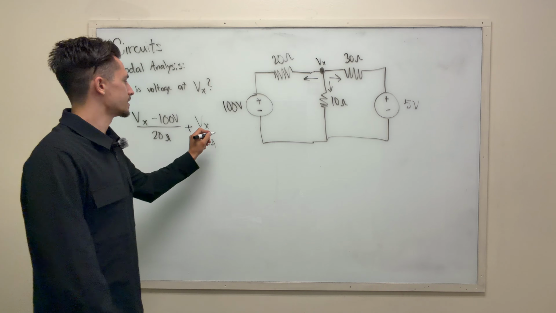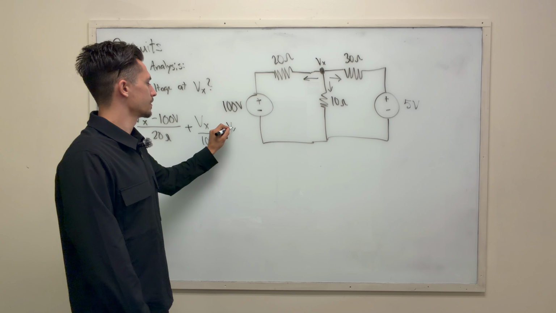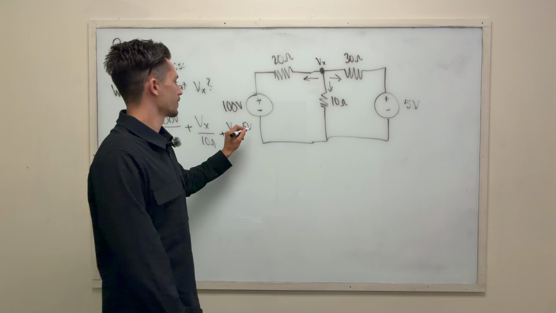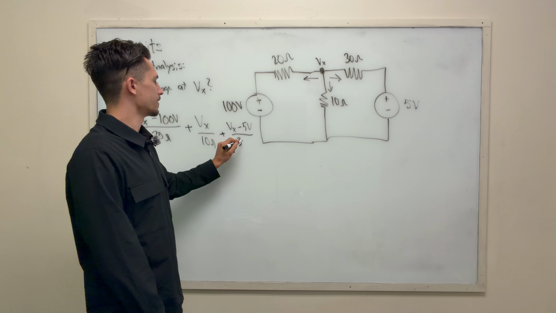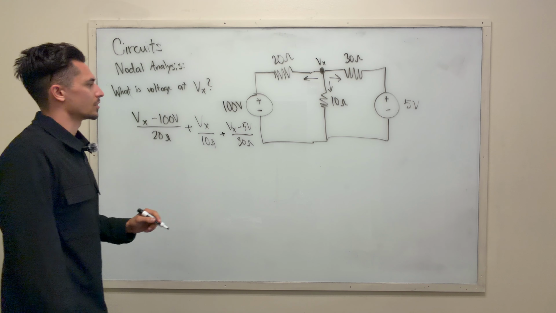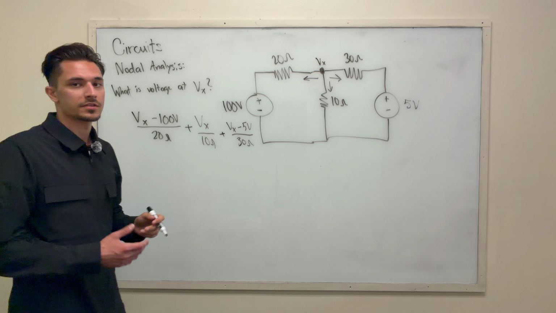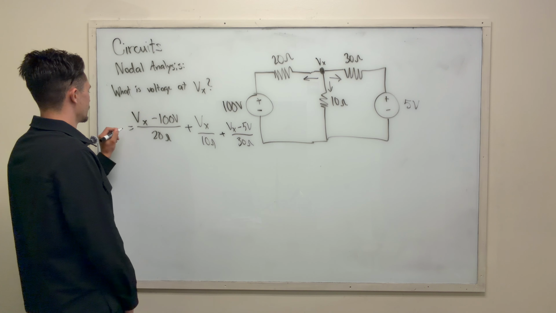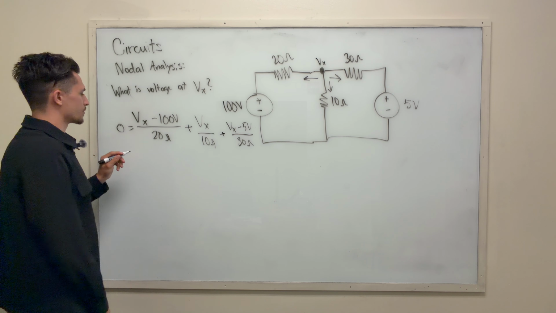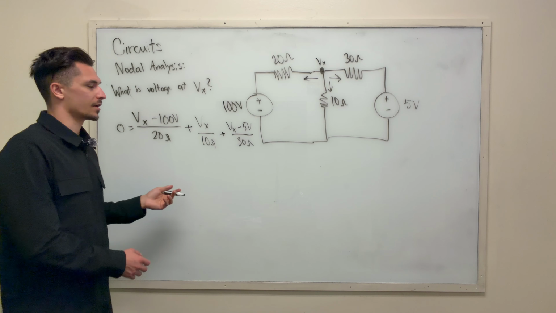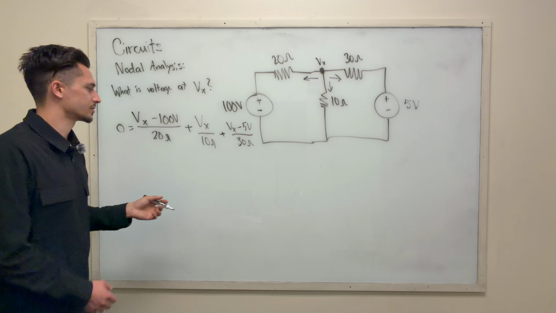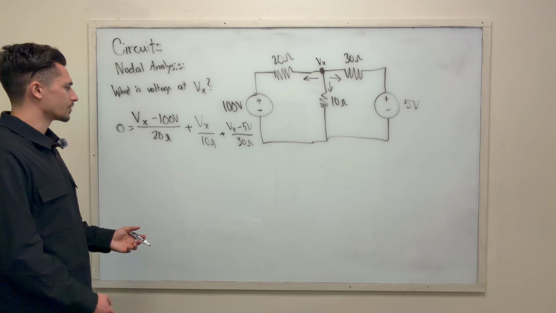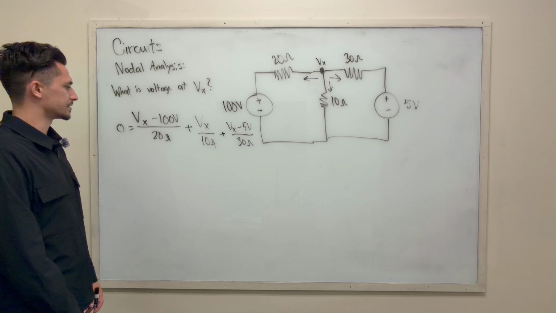And the last one we see is Vx minus 5 volts over 30 ohms. Awesome. The only thing left to do is solve for Vx, and we have a wide range of different denominators. We have 20 ohms, 10 ohms, 30 ohms. To make our lives easier, we're going to go ahead and make it 60 ohms.